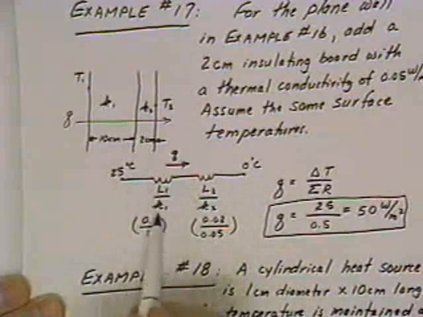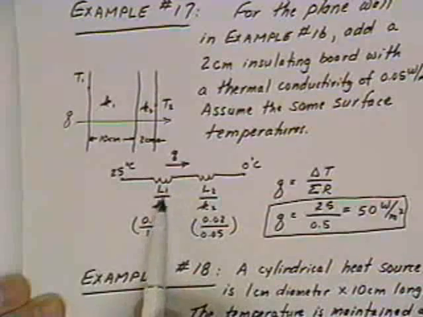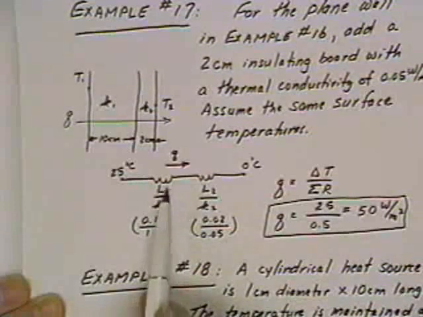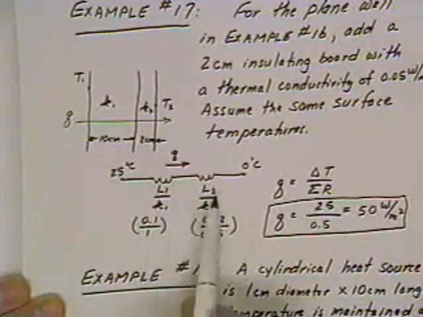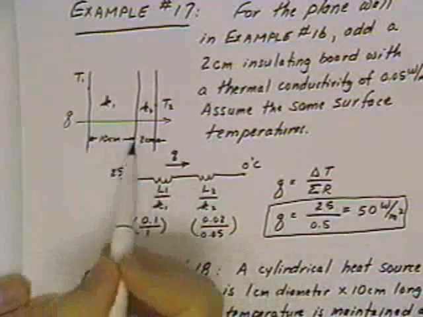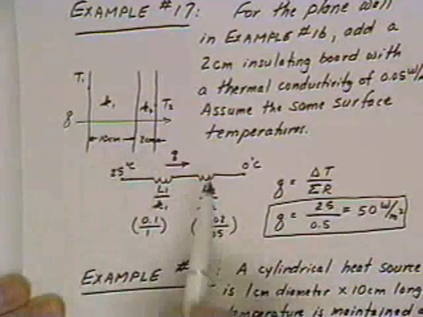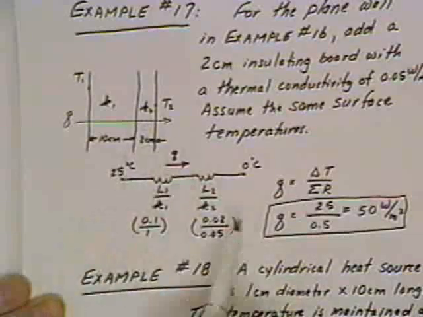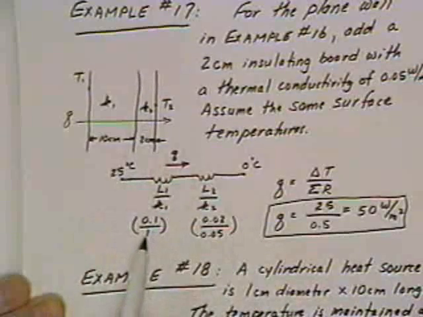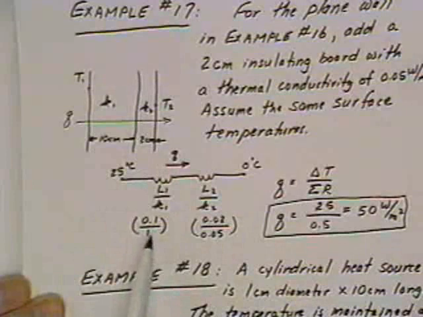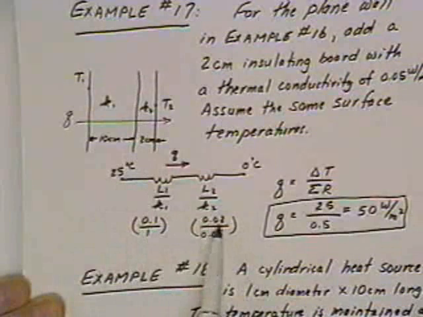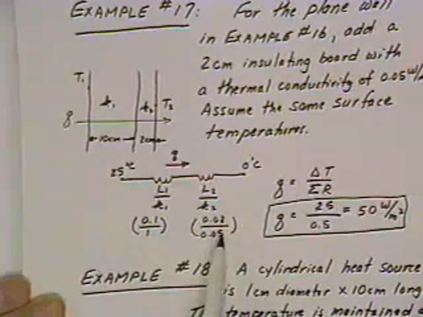And then the resistances corresponding to the electrical resistances are thermal resistances, and the thermal resistances are equivalent to the length over the thermal conductivity. So L1 over K1 is the thermal resistance of the 10 centimeter material. L2 over K2 is the thermal resistance of the second, 2 centimeter material. That number is 0.1 over 1, same numbers we had a while ago, L over K in this case. And this one is 0.02 divided by 0.05, the length and thermal conductivity of 0.05.